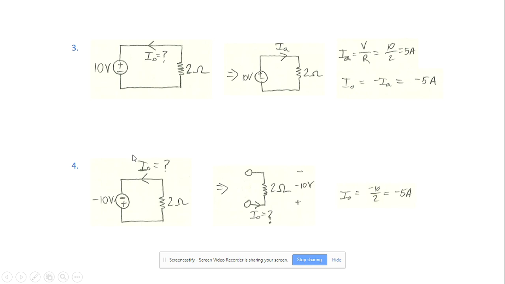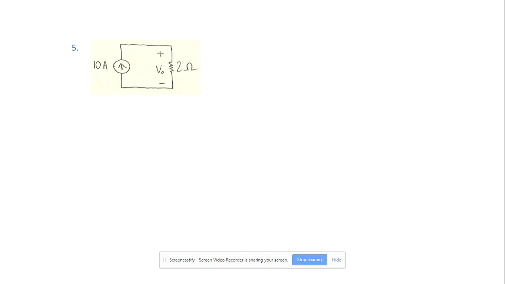Now, if this I naught had been defined in the opposite direction, then what we would have gotten is positive 5 amps. Again, we're solving for the value, so you'll get the magnitude right if you use Ohm's law correctly, but really what's important is you're solving for the value of the current or the voltage based on how it's defined, which may not necessarily be how it's actually flowing.